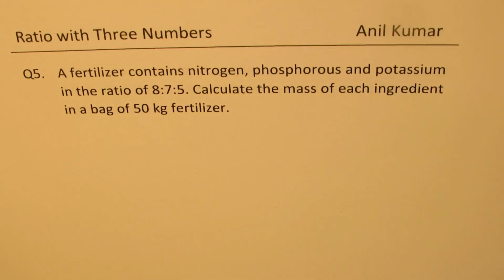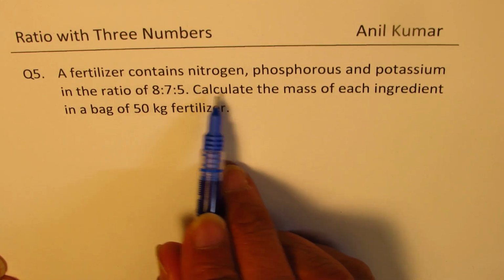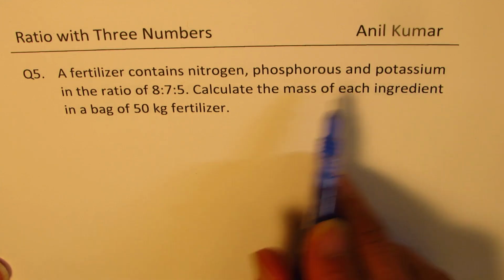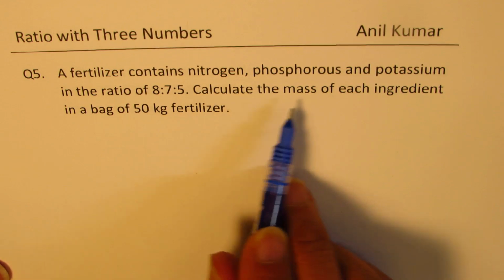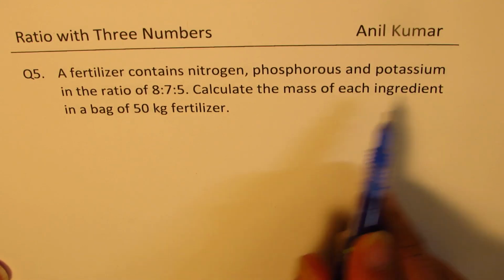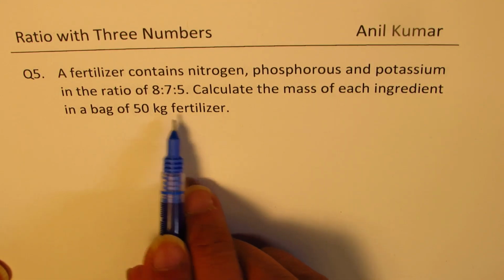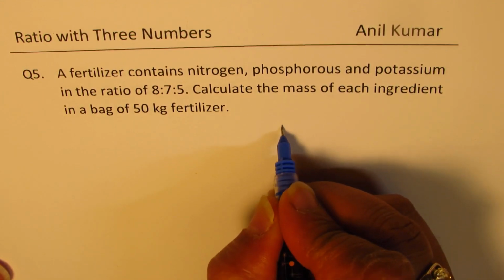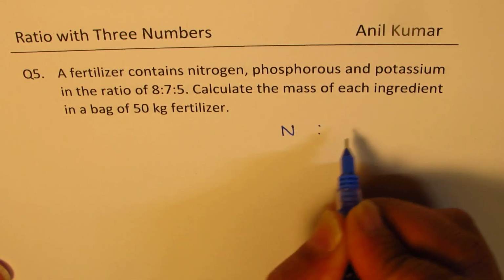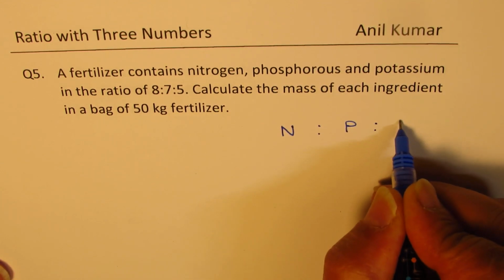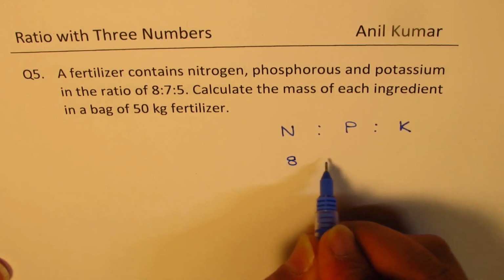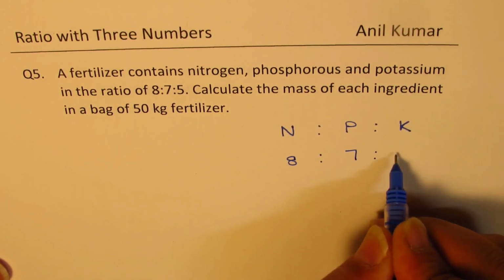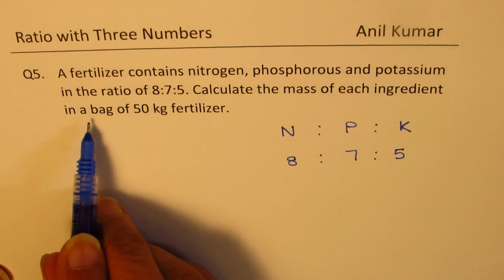Perfect. Question number 5. A fertilizer contains nitrogen, phosphorus and potassium in the ratio of 8:7:5. Calculate the mass of each ingredient in a bag of 50 kilogram fertilizer. So we are given nitrogen, let's say N, is to phosphorus, is to potassium, let's say K, right? So these are the three things. Their ratios are 8:7:5.